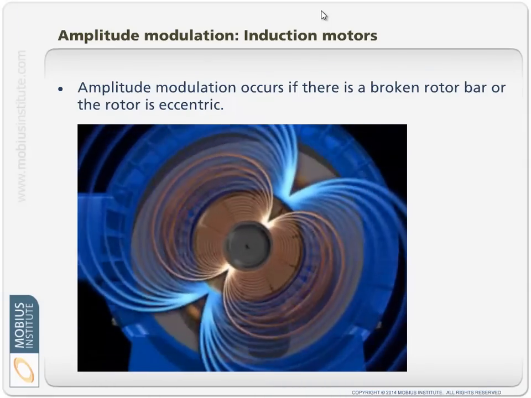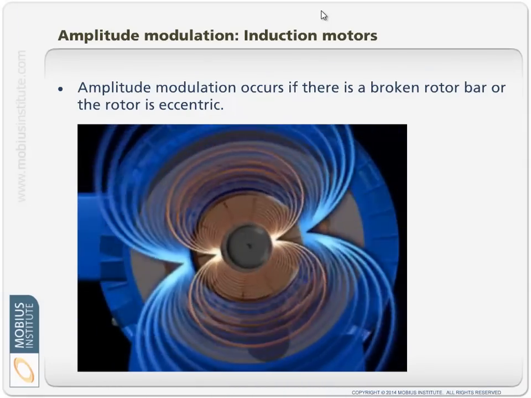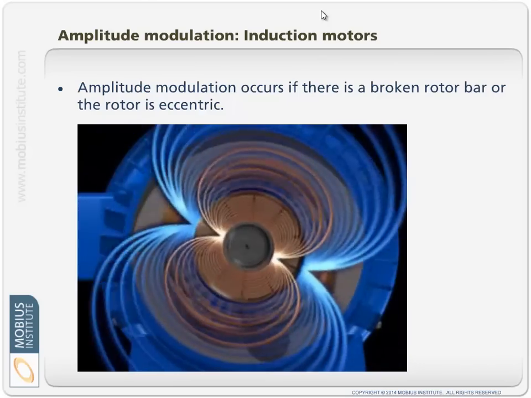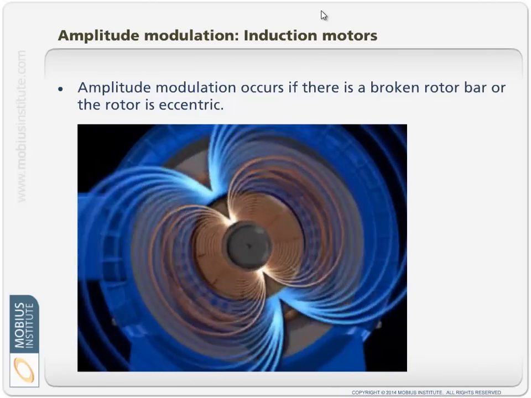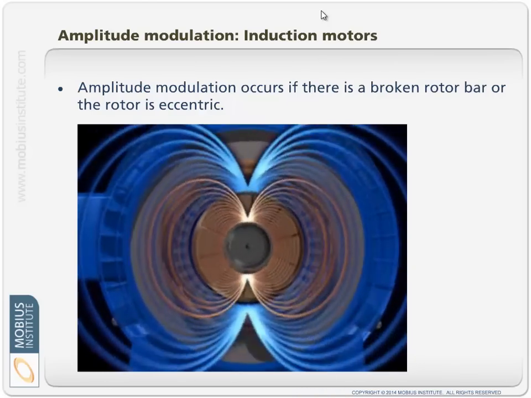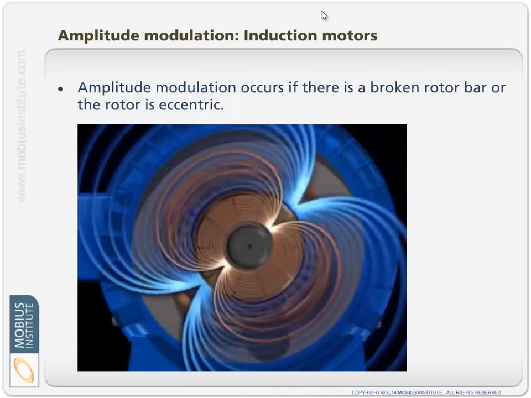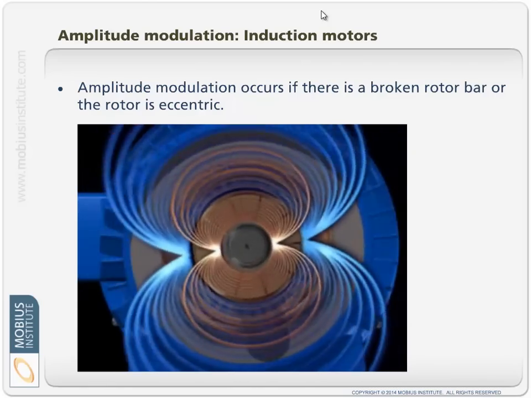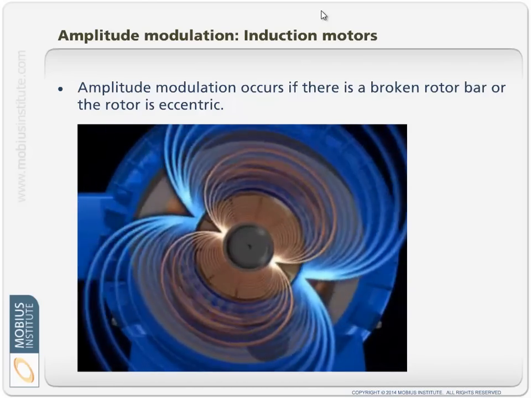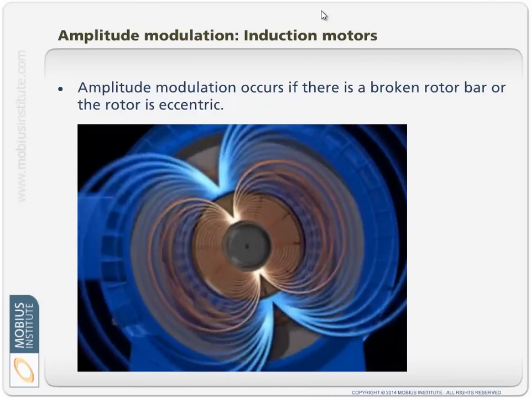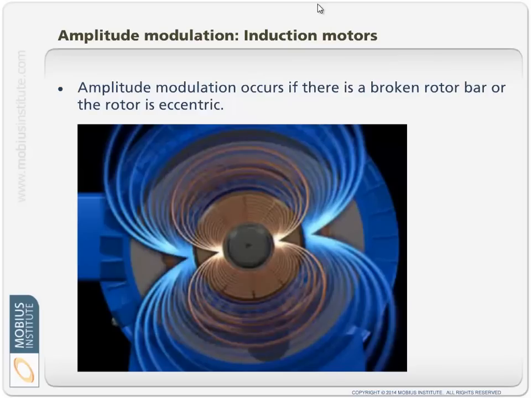When you pass an AC current from a three-phase source through the stator windings, we create a rotating magnetic field. And for a two-pole motor, that rotating magnetic field is either 50 Hertz, if that's what country you're from, or 60 Hertz. That's what the blue wave is here.